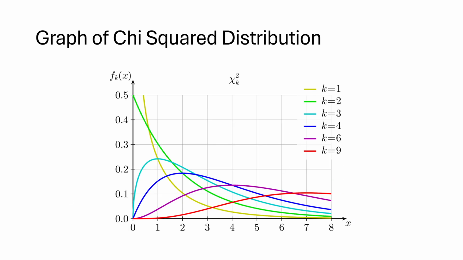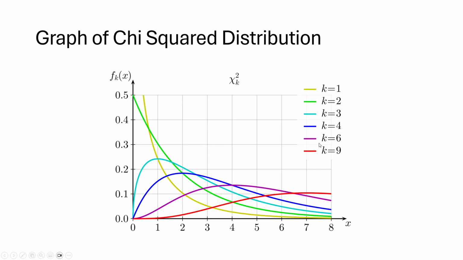The graph of this chi-square distribution looks somewhat like this. So if you have only 1 degree of freedom, the graph will look like this golden line. This is the picture I have taken from Wikipedia. For 2 degrees of freedom, it takes this green line, it drops down exponentially. For 3 degrees of freedom, it rises and then it falls. Then for 4 degrees of freedom, it rises a little slowly and then it falls a little slowly also. Okay, and so on.